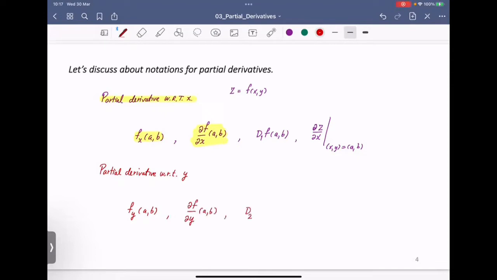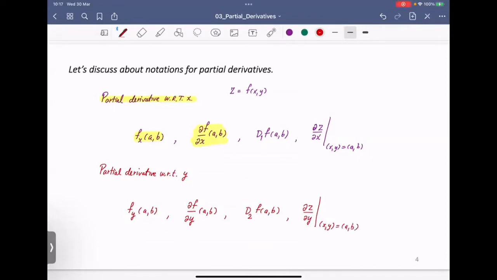Or you have d subscript 2 f at a, b. This is also the partial derivative with respect to y. Or you could have ∂f/∂y, given that (x, y) is evaluated at (x, y) equal to (a, b).